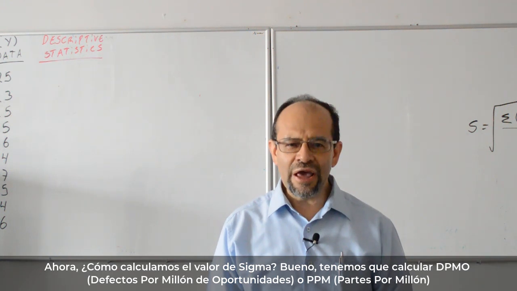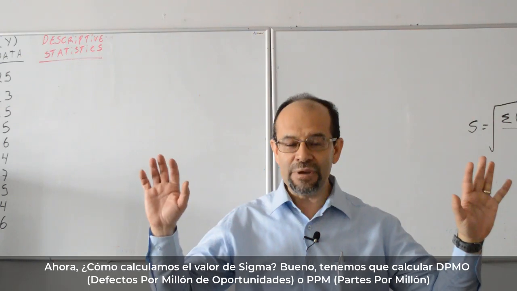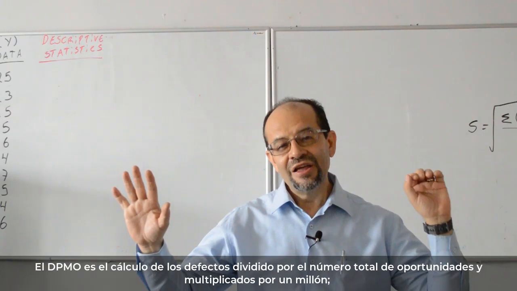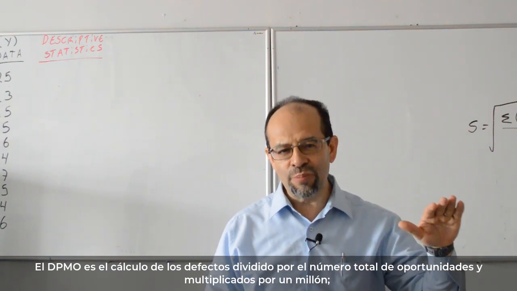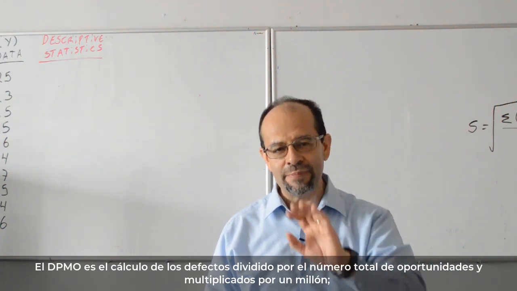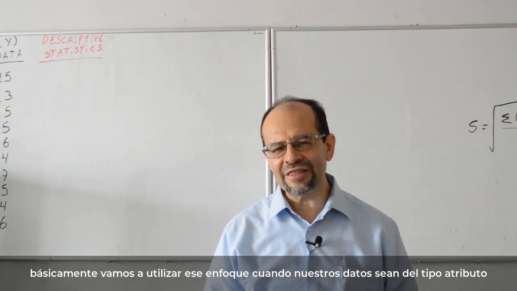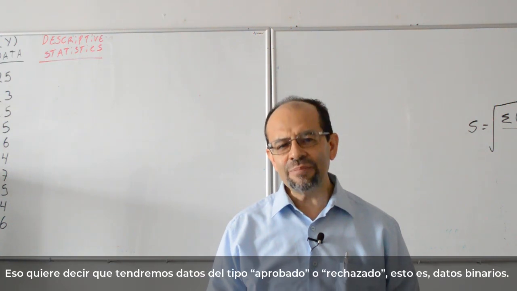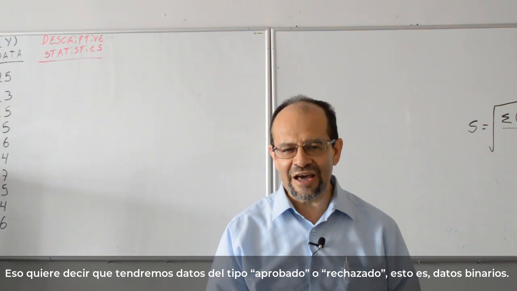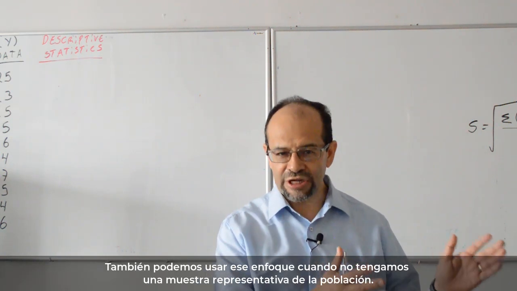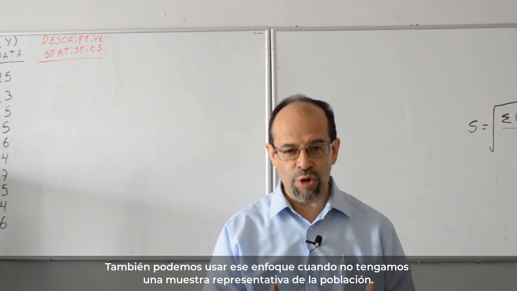Well, we have to calculate DPMO, defects per million opportunities, or PPMs, parts per million. The DPMO is the calculation of defects divided by the total number of opportunities times 1 million. And basically we are going to use that approach when our data is attribute type. That means that we are having pass or fail type of data, binary data. Also, we can use that approach when we are not having a representative sample of the population.